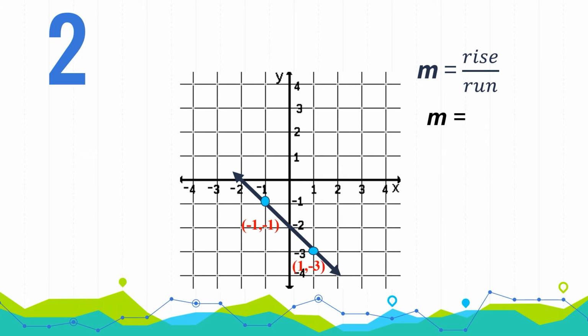Example number 2. Find the slope of this given line connecting -1, -1, and +1, -3. To find the vertical change or the rise, we have to count starting with +1, -3 upward. So the sign upward is positive. We have 1, 2. That is 2 units upward. Therefore, the value of rise is +2.